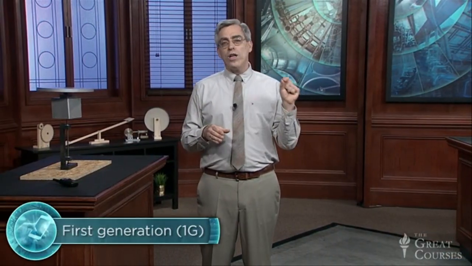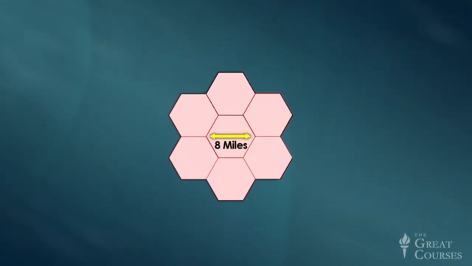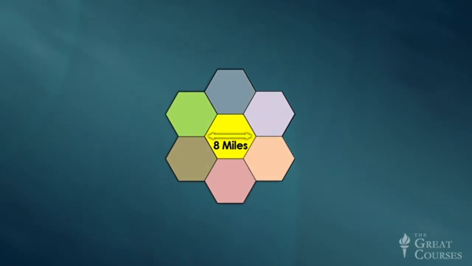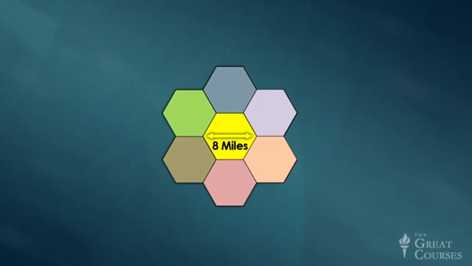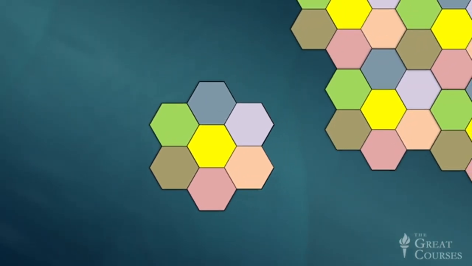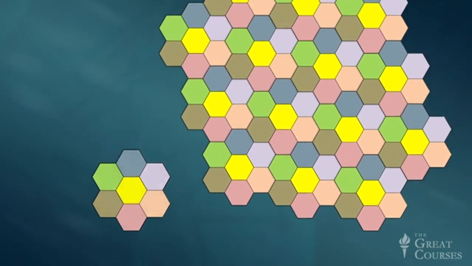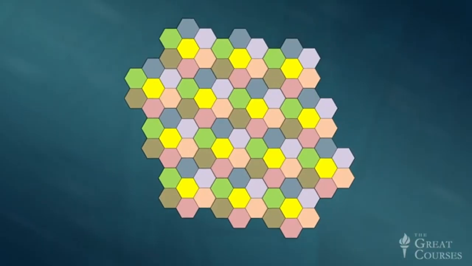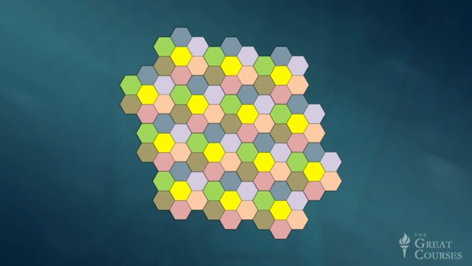The first generation of commercial cellular technology was launched in Japan in 1979 and called 1G for first generation. In this system, each cell was about 8 miles wide, and the cellular reuse pattern was 7, meaning that each cell of this 7-cell module used a completely different set of frequencies. Now, when we replicate this reuse pattern across the countryside, we see that it always provides a buffer of 2 cells between any pair of cells using the same frequencies. For example, any 2 yellow cells have 2 non-yellow cells between them in any direction.